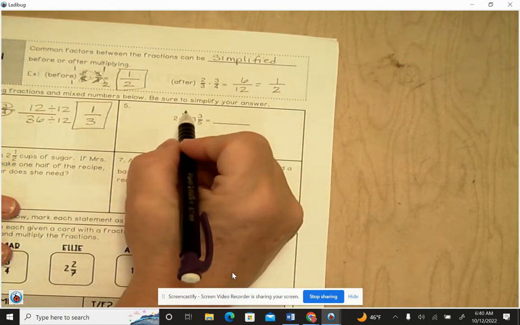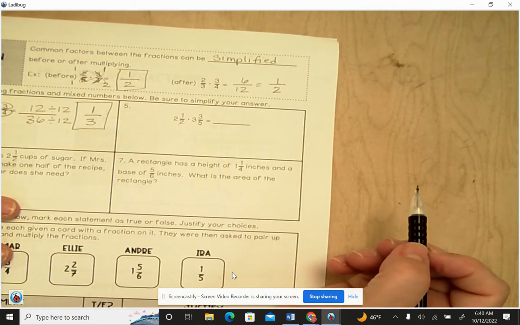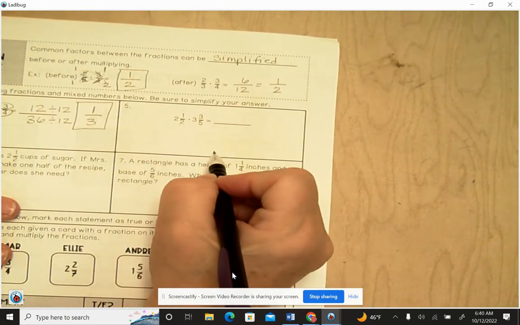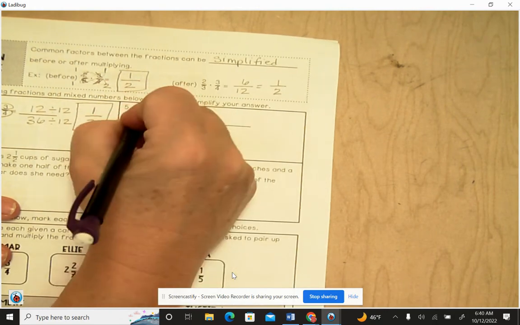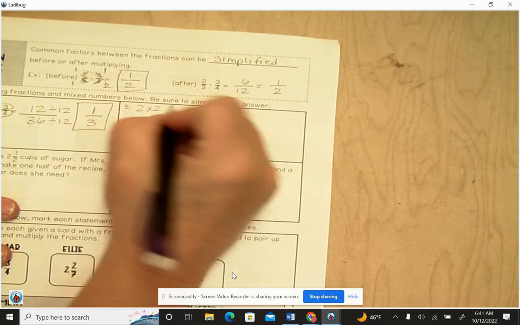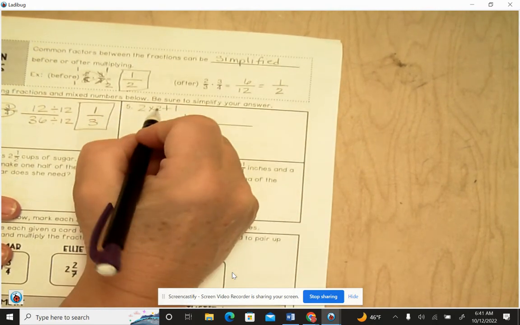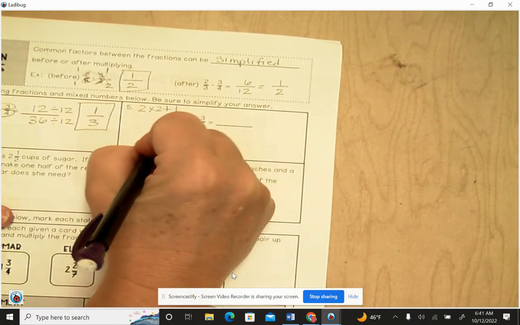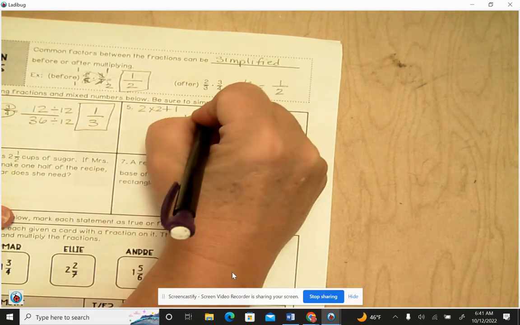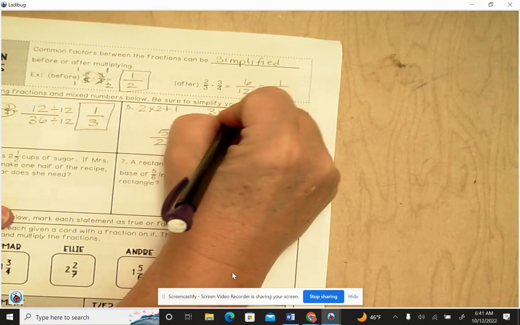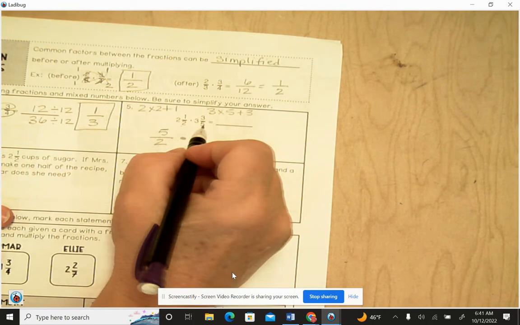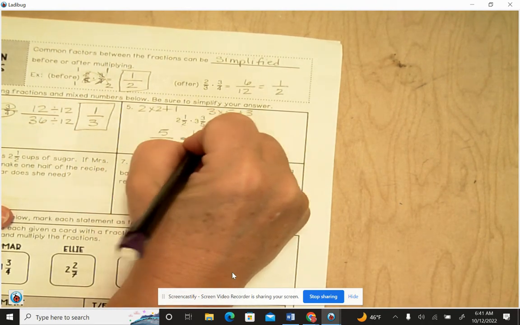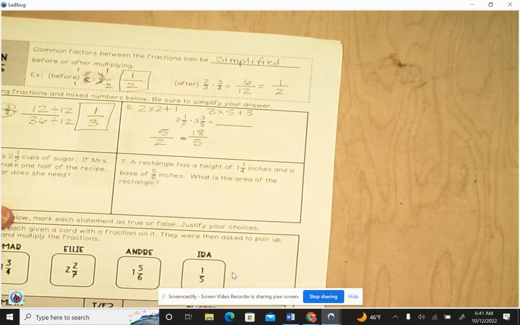All right, here's 2 1/2 times 3 3/5. And remember our steps, you have to change the mixed numbers to improper fractions. So you would do 2 times 2 plus 1. So 2 times 2 is 4, plus 1 is 5. So you get 5 over 2 times 3 times 5 plus 3. So 5 times 3 is 15, plus 3 is 18 over 5.